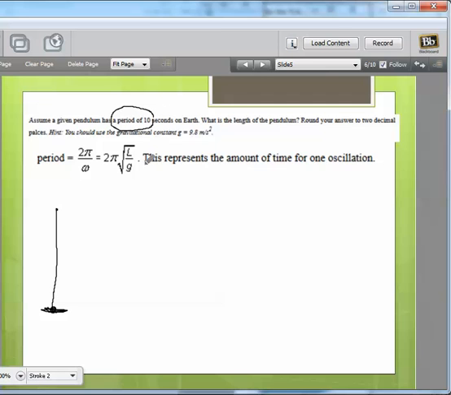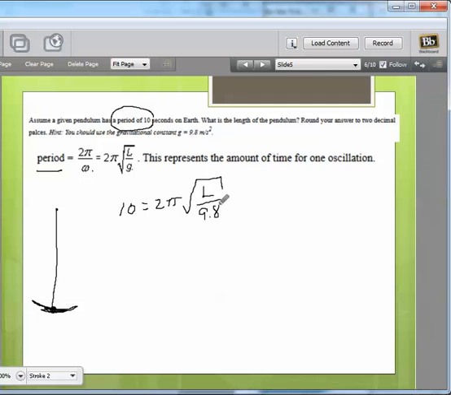What does a period mean? That means if it started right here, it went here, back down to here, and back down to here. It took it 10 seconds to get to that point. That's one full cycle of the whole thing. Well, the period is equal to 2 pi over theta, or 2 pi times the square root of the length of the pendulum divided by the gravitational force. So all we have to do is stick that 10 in here and set it equal to 2 pi times the square root of L divided by 9.8.